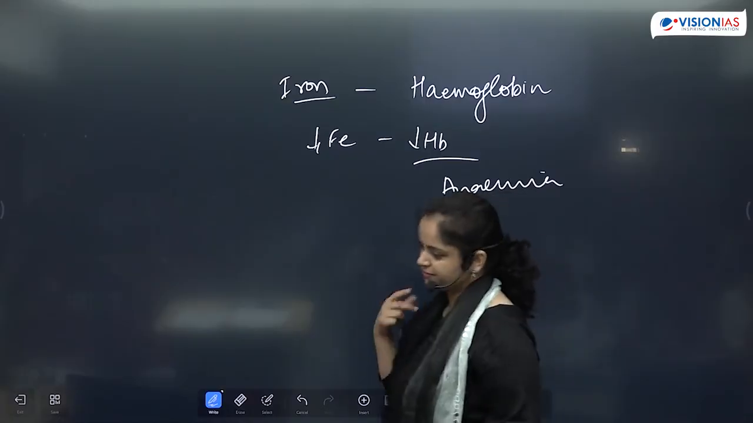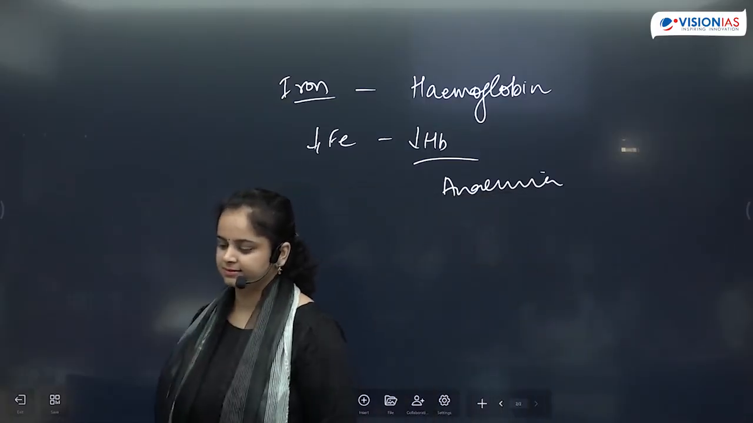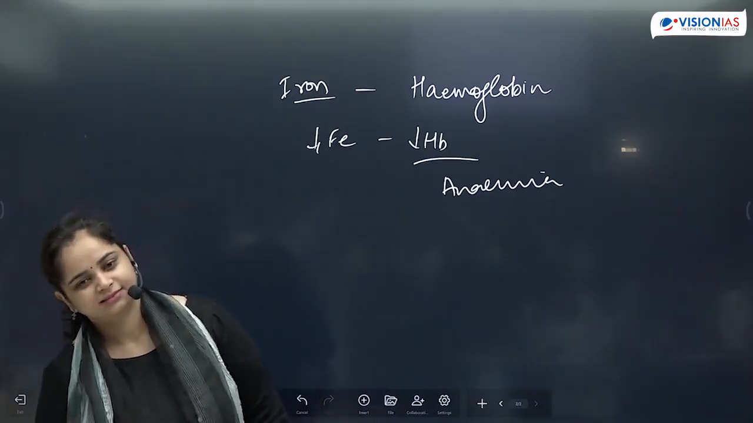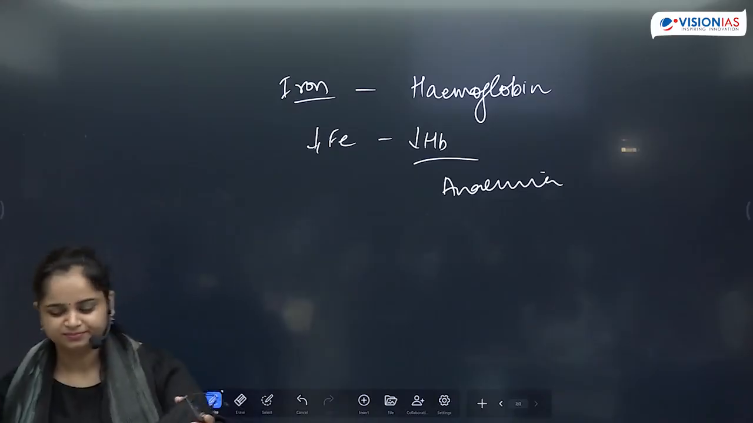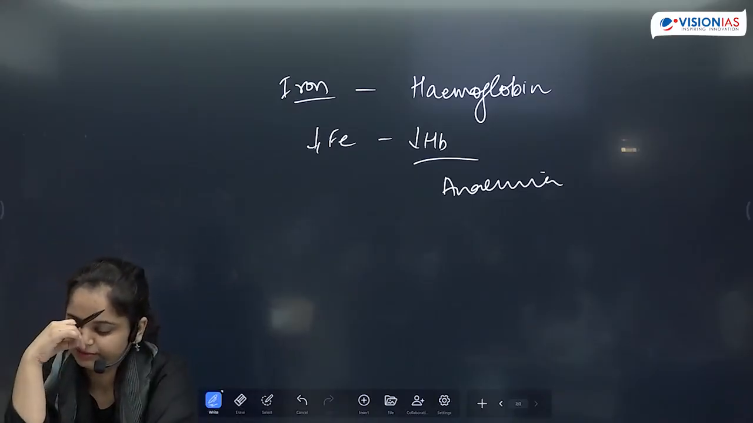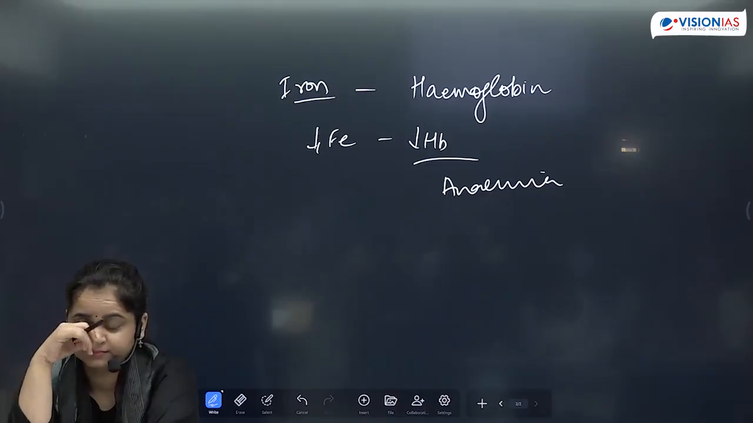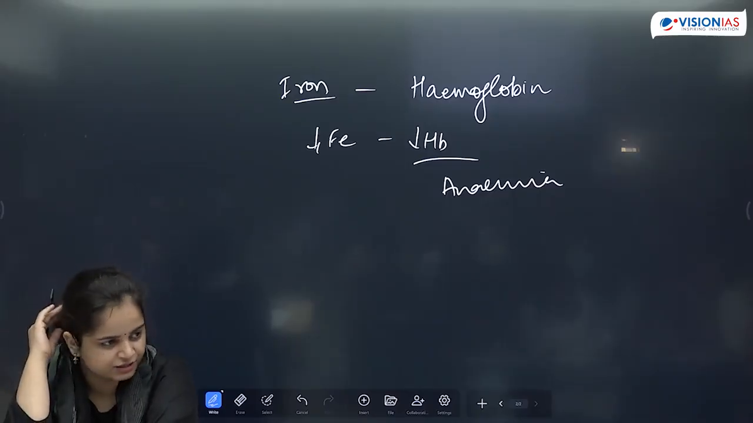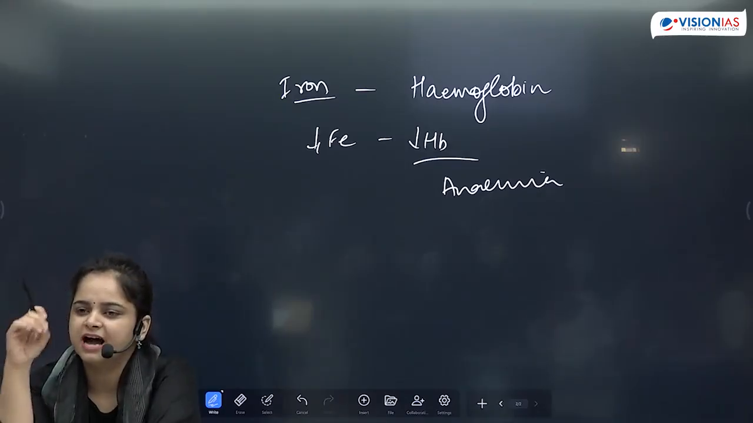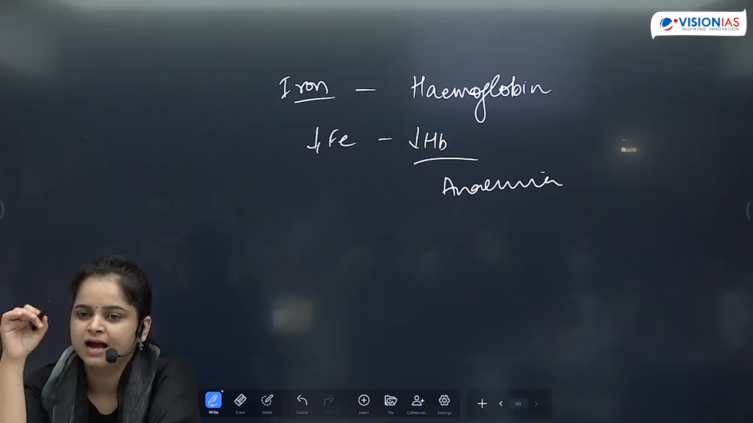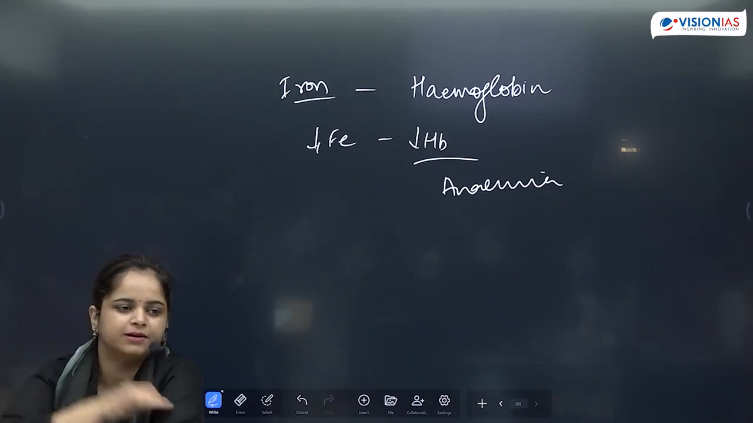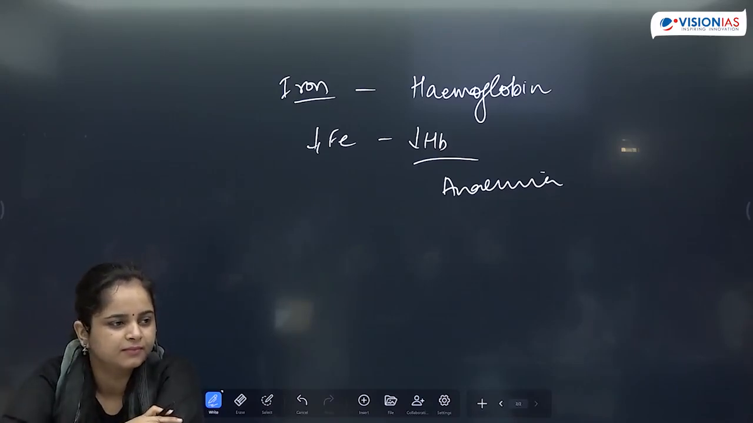So in sources of iron, please write meat, spinach, and in deficiency, the name of the disease is iron deficiency anemia. That's the full name of the disease. So please write iron deficiency anemia.